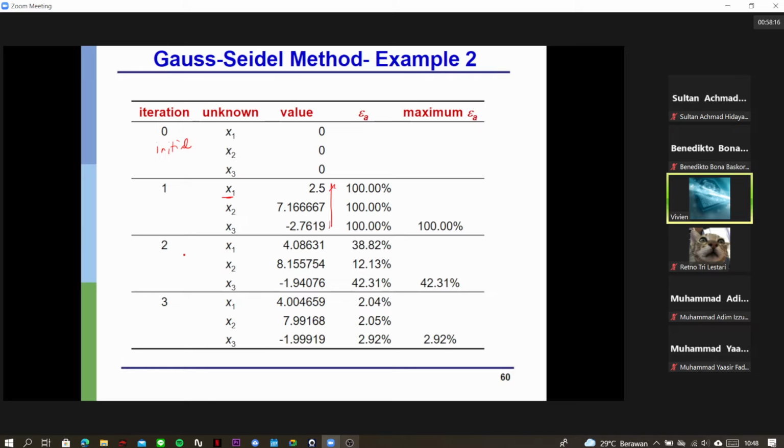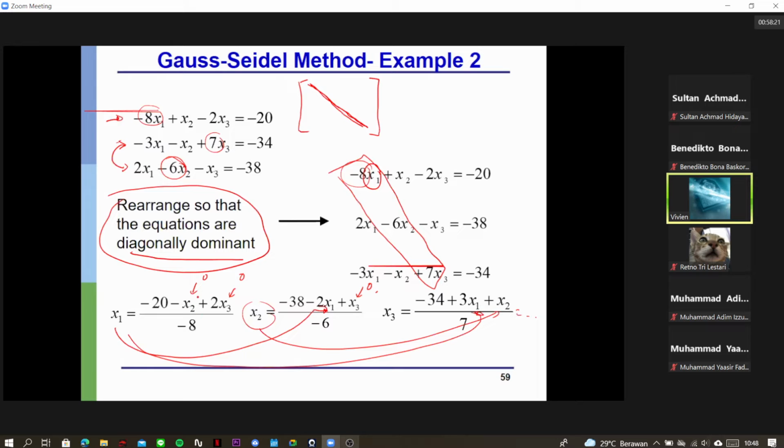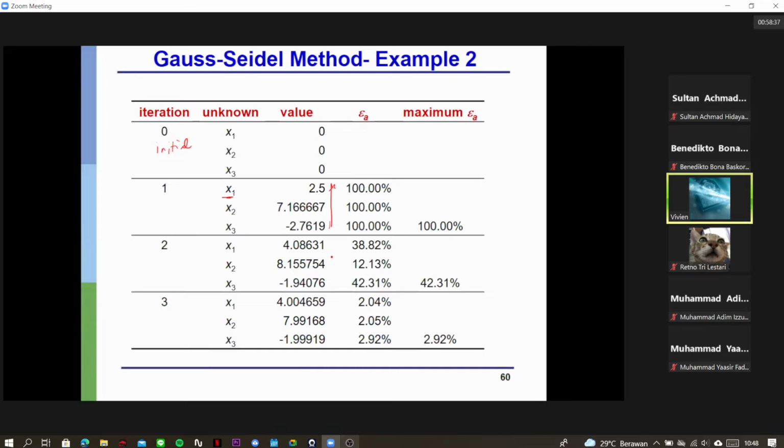With the second iteration, we can apply the same. Now we insert the value here from the previous iteration. This is x2 from the first iteration and that one from the first iteration. Now we use the updated value directly so that we can calculate x1, x2, and x3. And the error is already reduced. Now the third iteration, we do the same. Now the error is already below 3%, with a maximum error of 2.92%. So it's already below 5%.